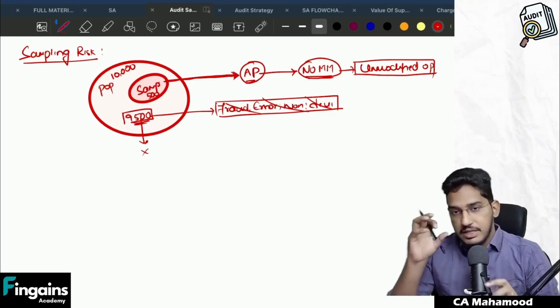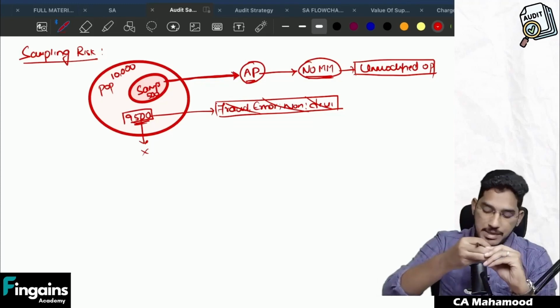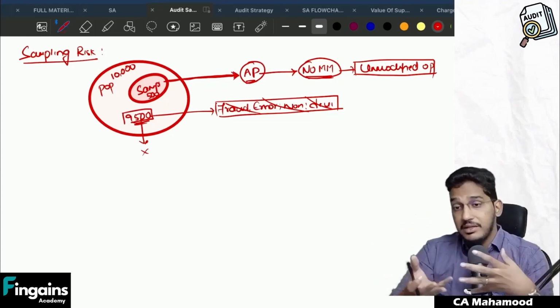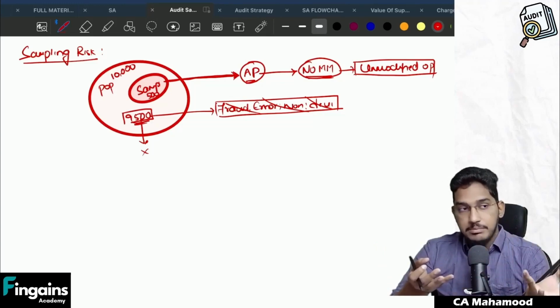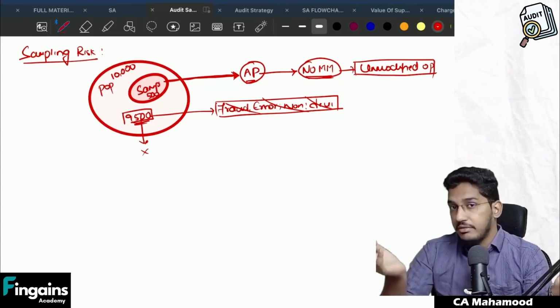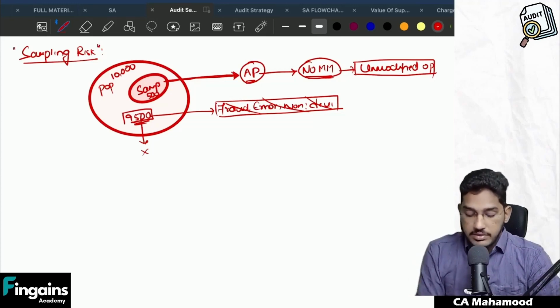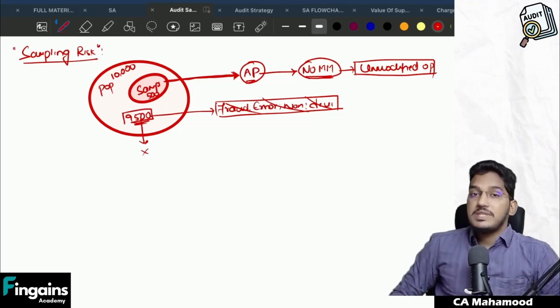So I verified the transactions on sampling basis. I have selected a sample and performed the audit procedures on that sample, but in my sample, misstatements, errors, frauds might get covered, might not get covered. Whatever transactions I am leaving out of my sample, in those transactions there could be a fraud, error, or misstatement which I will never be able to identify. This risk itself we are going to specifically call sampling risk. What do we call that risk? Sampling risk. Risk arising because of sample.